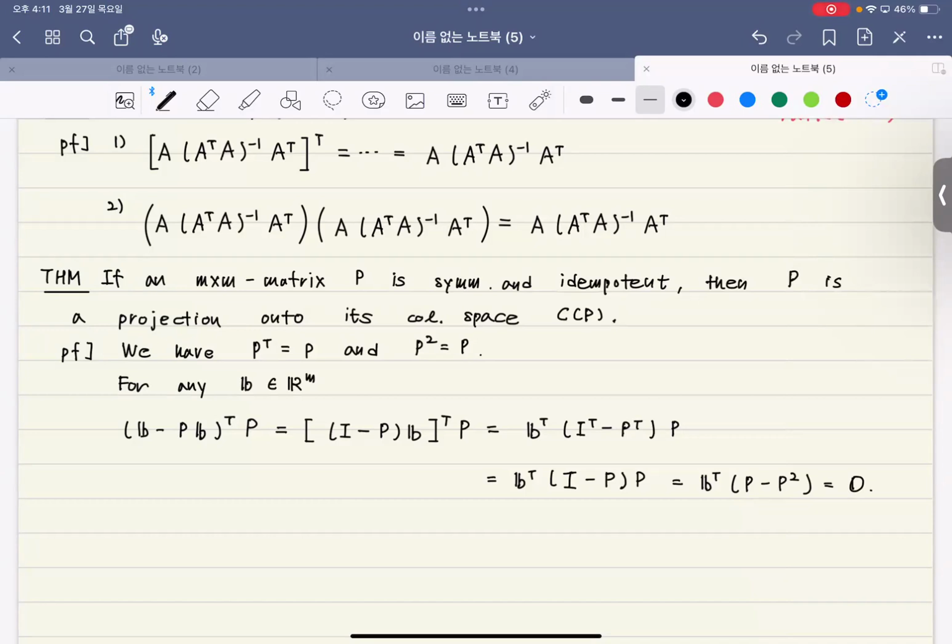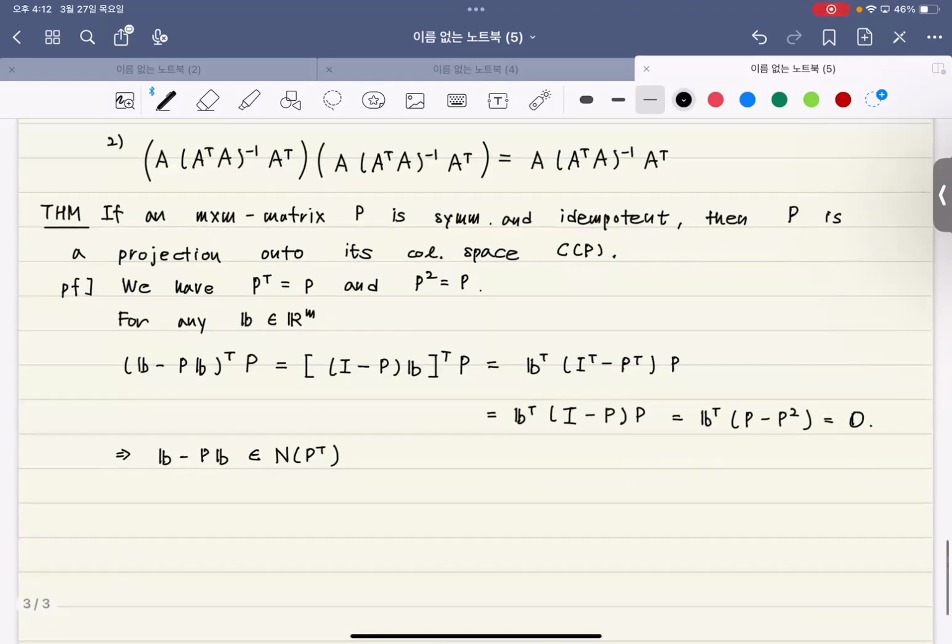So what I did, summarizing, was take the transpose of this guy and multiply it to the left side of this matrix P. So this implies this vector is a member of the left null space of P.